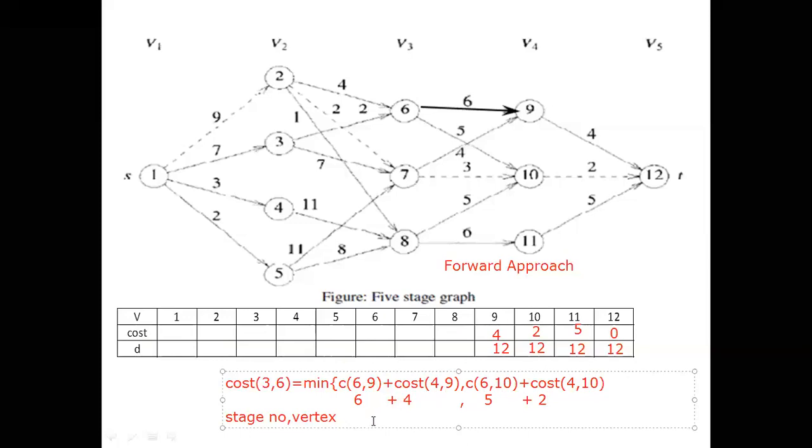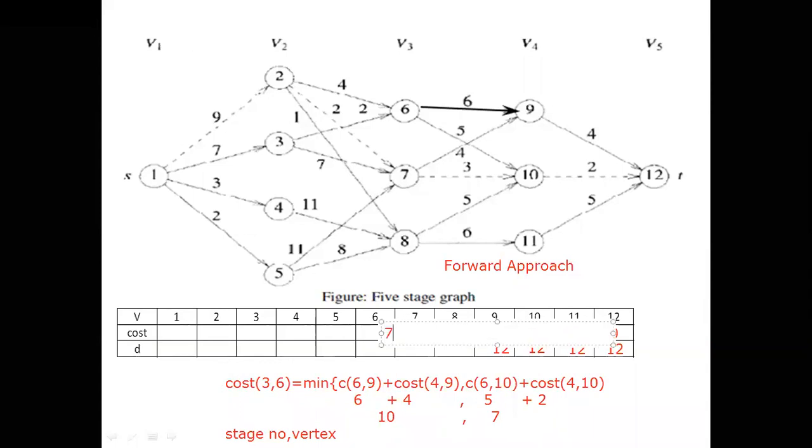Now which is the minimum? We have to calculate, right? 6 plus 4 is nothing but 10, comma 5 plus 2 is 7. Is 7 smaller or 10 smaller? Obviously 7 is smaller. 7 should be updated on stage number 3, 6. That means 6 I should update as 7. Correct? And which vertex is it penetrating?